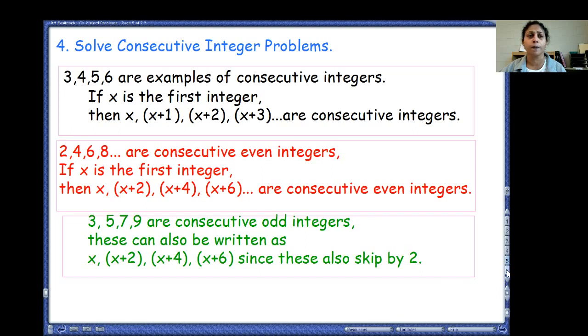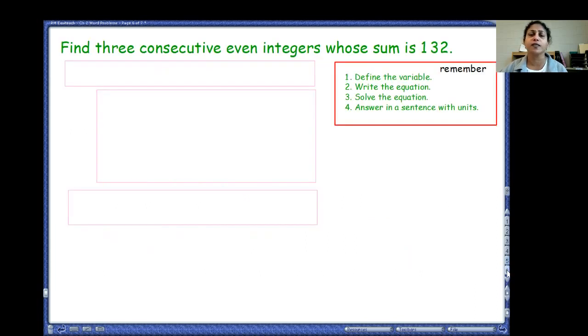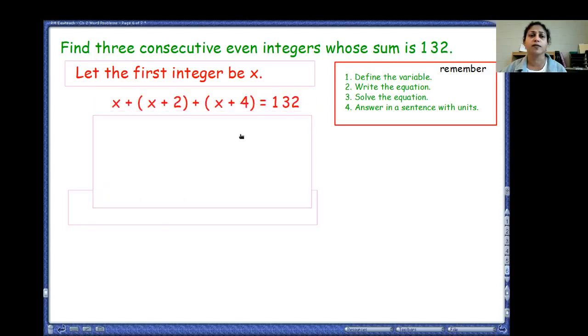Here's your first one. It says find 3 consecutive even integers whose sum is 132. You do not have to write this box down, but you need to remember your 4 steps. So we're going to first define the variable. We're going to say that let x be the first integer. And so write the equation. Since we're talking about even integers, our numbers are going to be x, x plus 2, and x plus 4. And the sum, that means you add all 3, is going to equal 132.